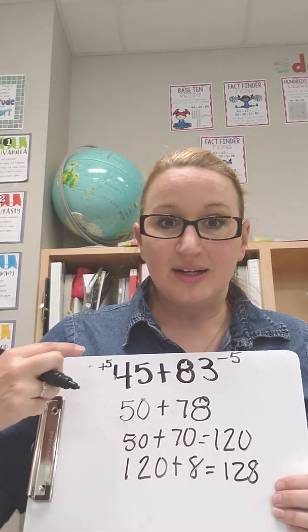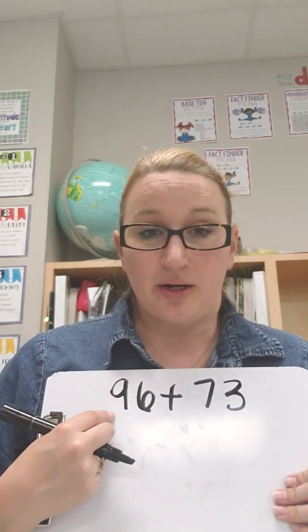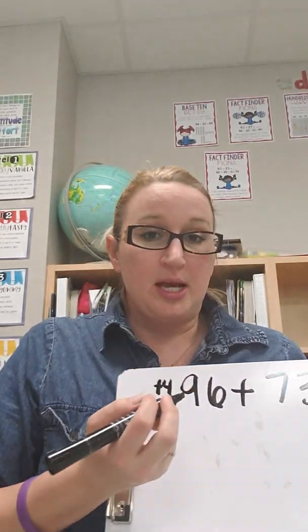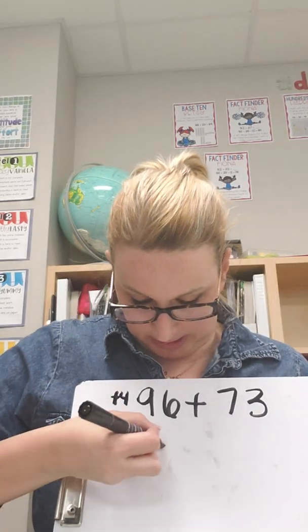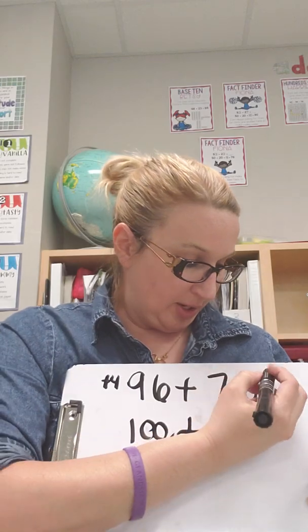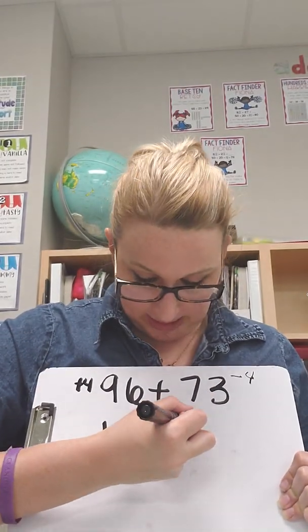So I'm going to try that one more time and I'll show you kind of what I mean a little bit more. So let's try 96 plus 73. So I know that if I add 4 over here, I'm going to get to 100. So I'm going to add 4 over here. So if I add 4 over here to get to my 100, I have to subtract 4 from here. So 73 minus 4 would be 69.